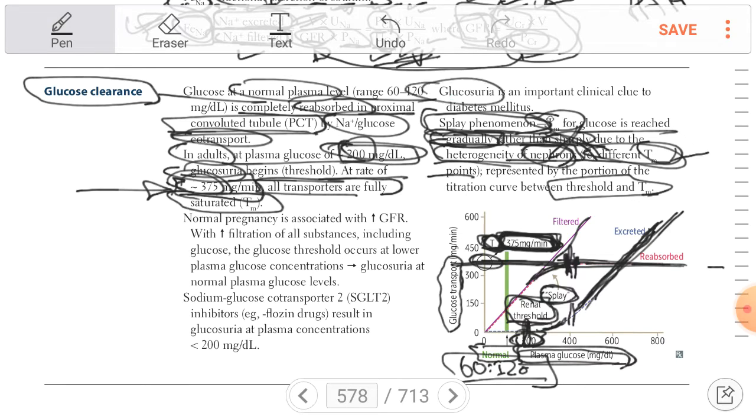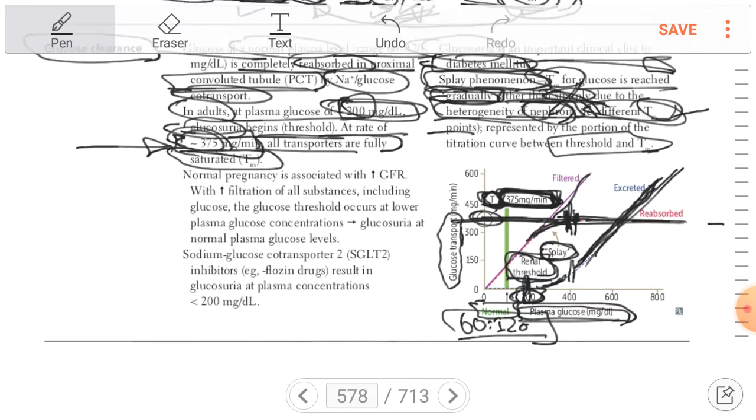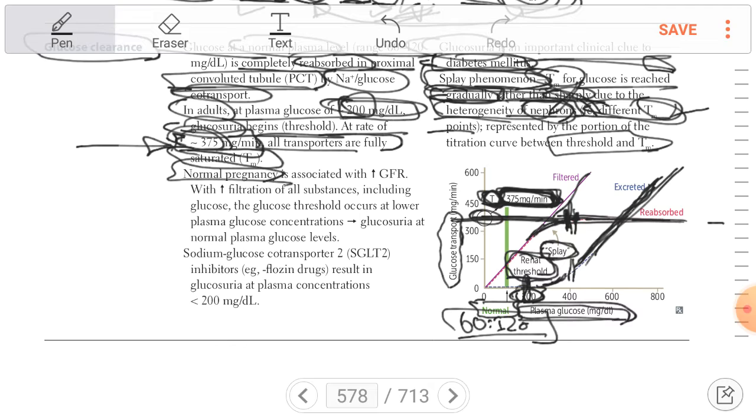So glucosuria is an important clinical clue for what? For diabetes. You will do investigations to check for diabetes. Microalbuminuria is also so important for diabetes. Then the next one, normal pregnancy. There is a 50% increase in plasma and a 30% increase in RBCs. So there is more expansion of plasma by 50% during pregnancy.